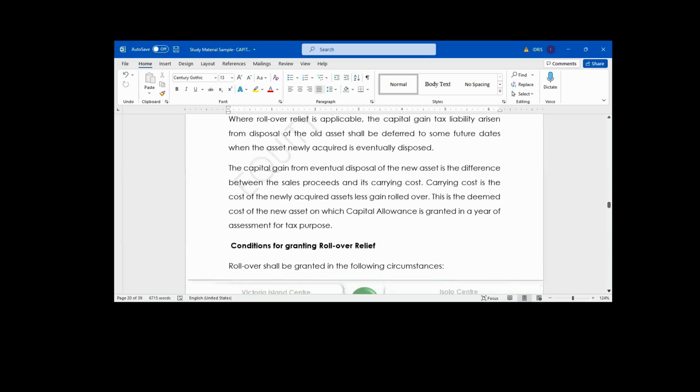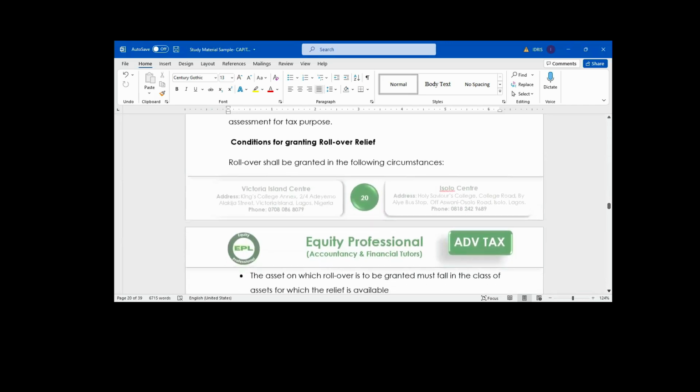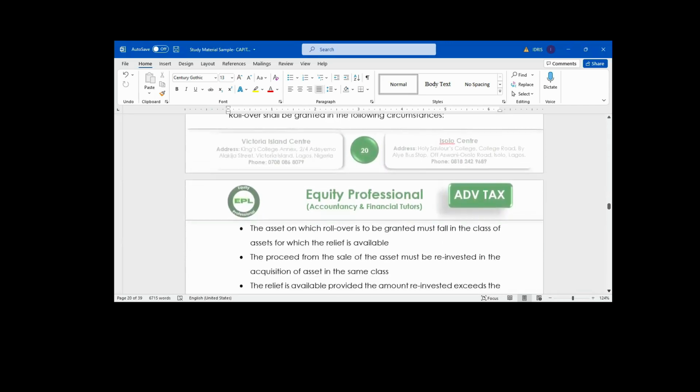Now, conditions for granting rollover relief. If you want to grant rollover relief, what are the conditions? Number one condition is that the asset on which rollover relief is to be granted must fall in the class of assets for which rollover relief is available. Who can explain this?